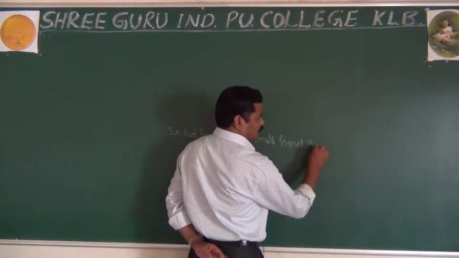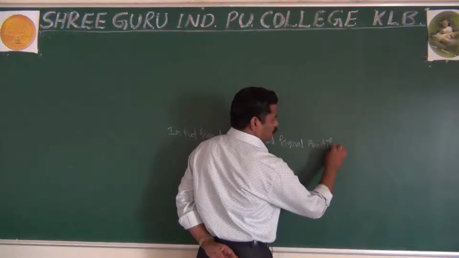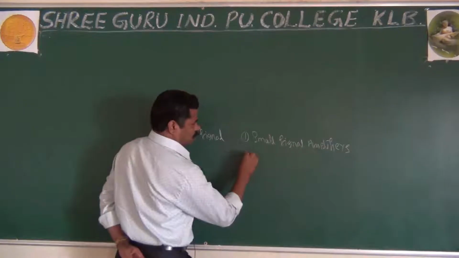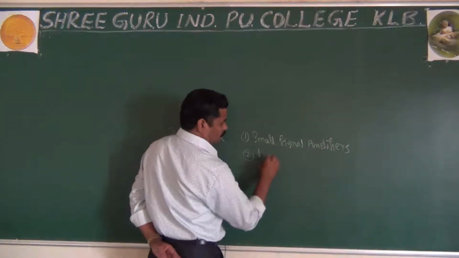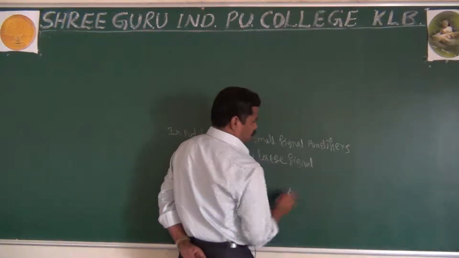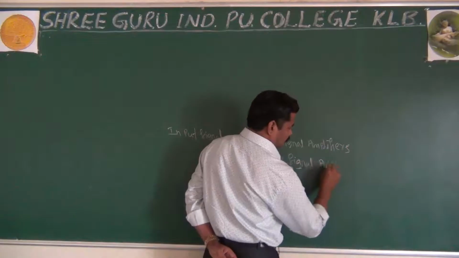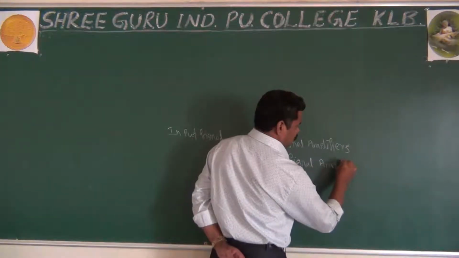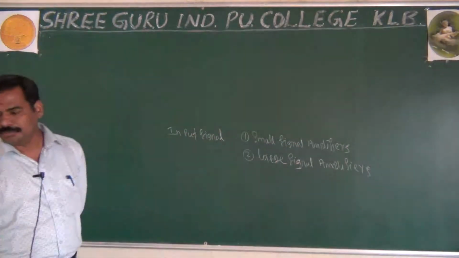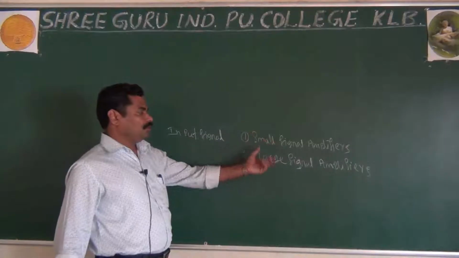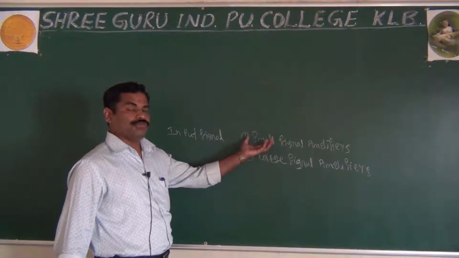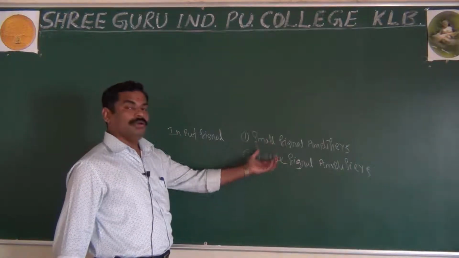amplifiers. Small signal amplifier. And the second one is large signal amplifiers. It means depending upon the input signal, it may be the small signal or it may be the large signal. We can apply it at the input section. You can apply a very small signal or a very large signal.